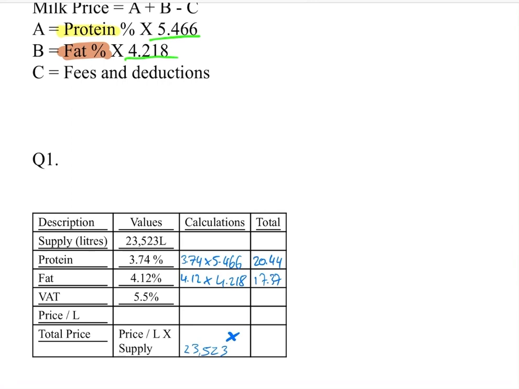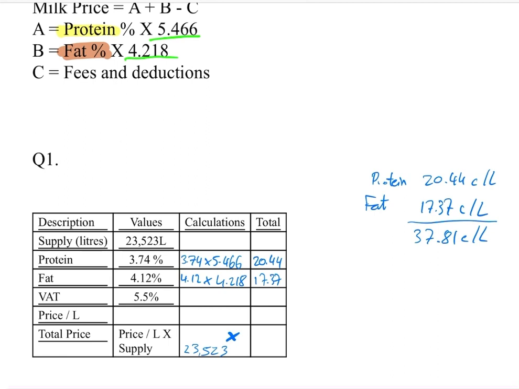17.37. Out to the side, I'm going to add up my protein and fats, 20.44 cents per litre and 17.37 cents per litre, which gives 37.81 cents per litre. To calculate VAT, value added tax, we multiply this price, 37.81, by 5.5%. It's important that you put in the percent sign on your calculator, or you can multiply by 0.055, it's the same thing.